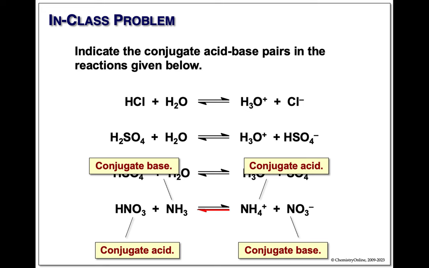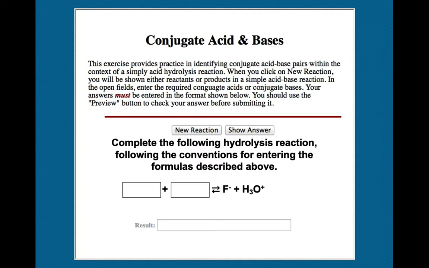Well, the chapter has three tutorials. The first one, conjugate acid-base pairs. Blackboard is very similar to this one. What you have is half of a reaction. You'll either be giving the reactants or the products, and you simply type in what's left, what's missing. You have to do it in the same order. Okay, so fluoride first, then hydronium, whatever.